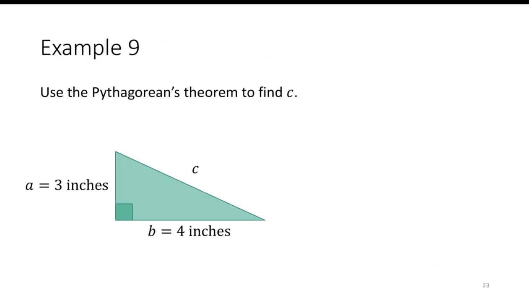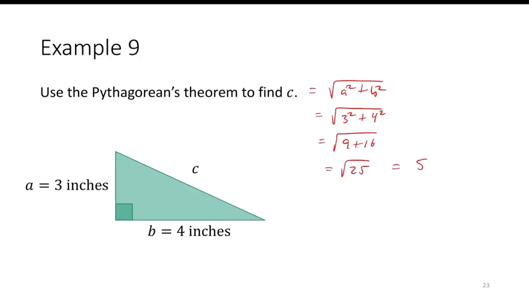So let's go ahead and find c here. And again, if you want to find c, that would be the square root of a squared plus b squared. And in this case here, a is 3 inches and b is 4 inches. So this is really the square root of 3 squared plus 4 squared. That's going to be 9 plus 16. So the square root of 25, which comes out to be 5 inches. So the hypotenuse is 5 inches.